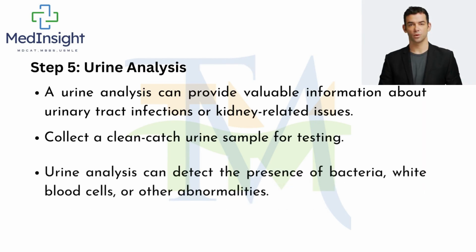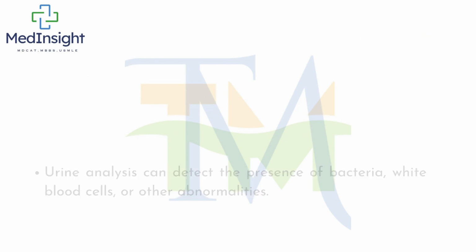Now, let's move on to step 5, urine analysis. This test provides valuable information about urinary tract infections or kidney-related issues. To conduct the analysis, we collect a clean catch urine sample for testing. By examining the urine, we can detect the presence of bacteria, white blood cells, or other abnormalities.